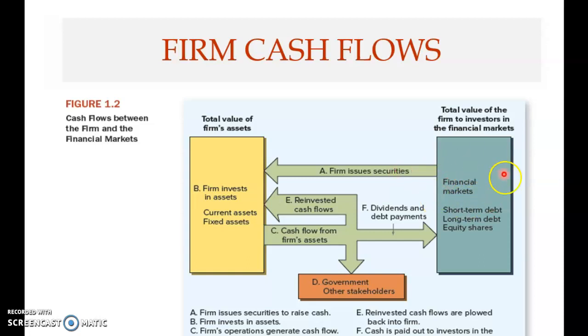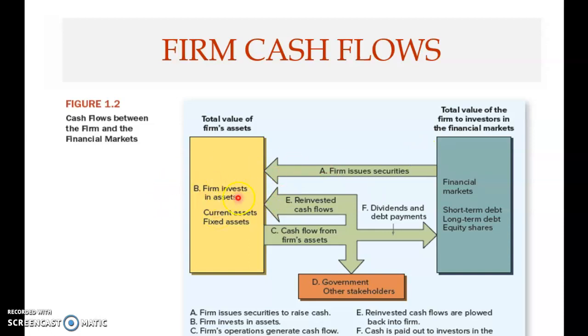So from the financial markets, you have funds flowing this way. There can be money if it's short-term, or capital if it is long-term. And the firm issues security. Security can be debt securities, like bonds, or equity securities, or shares. So the financial markets give them funds and the firms give them securities or equity.